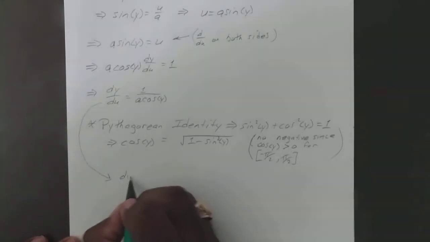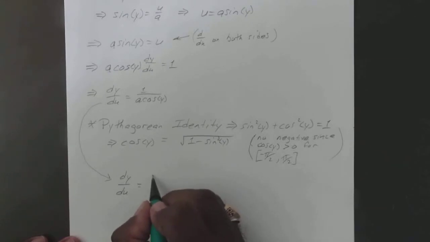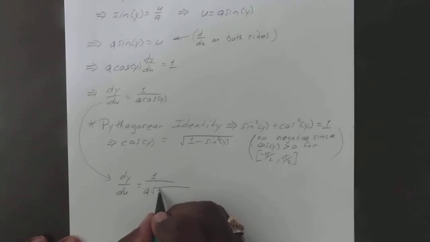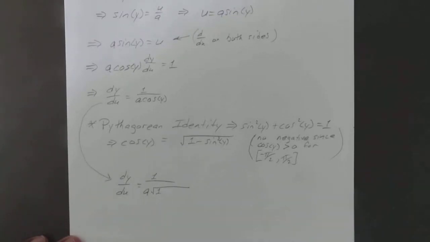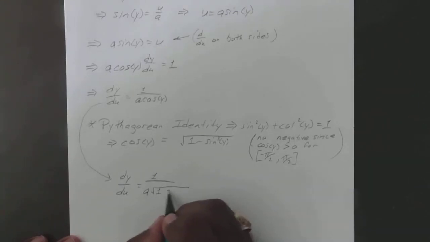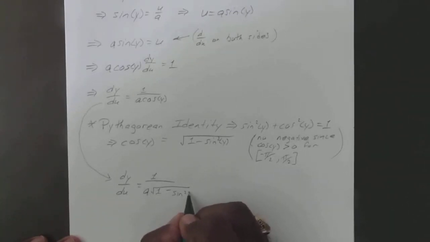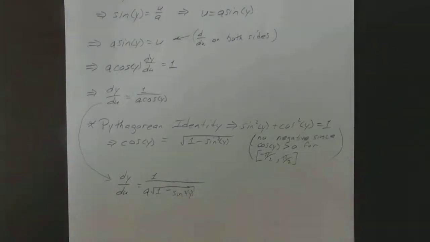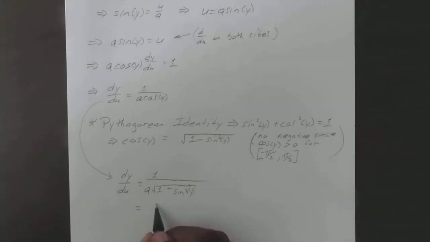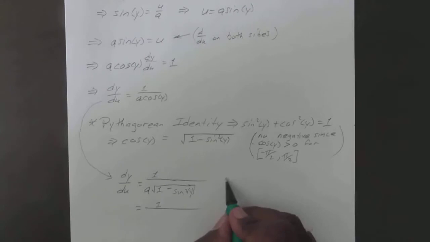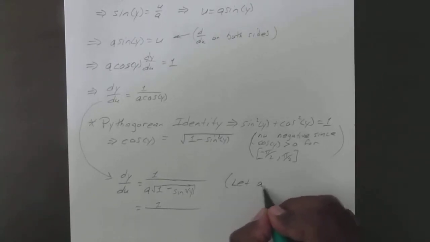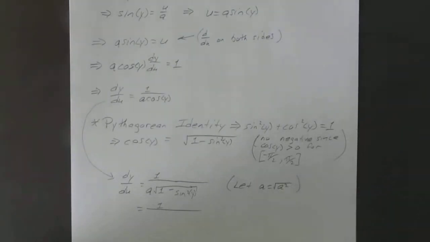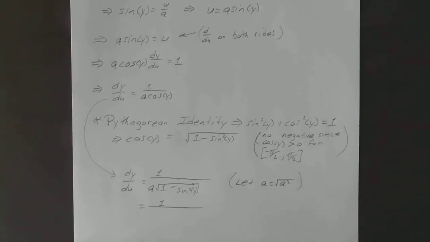All right, so now we have this very same formula. dy du equals 1 over a, and instead of cosine y, square root, make sure, yeah, 1 minus sine squared of y. Okay, so that means we're going to end up with, if we let a equals square root of a squared.